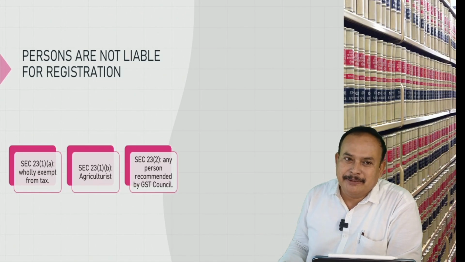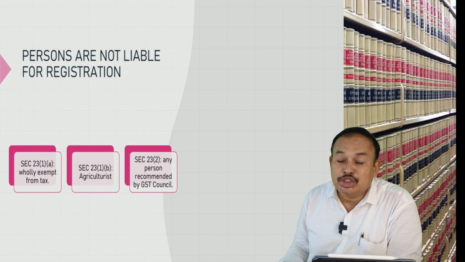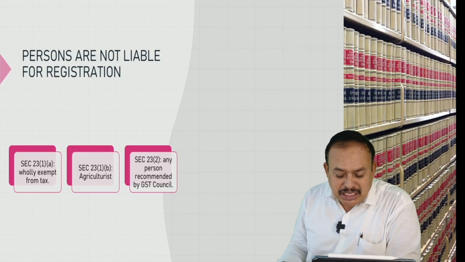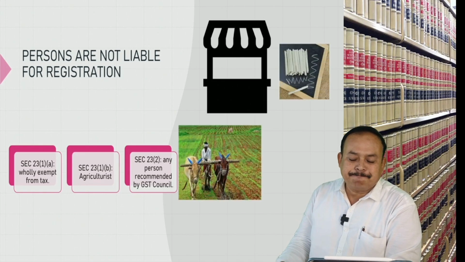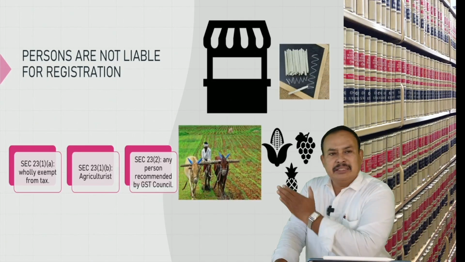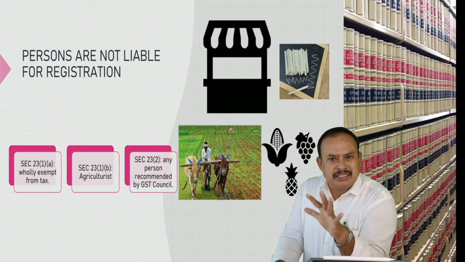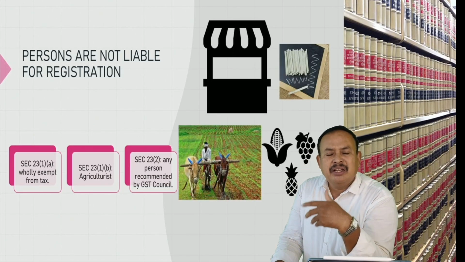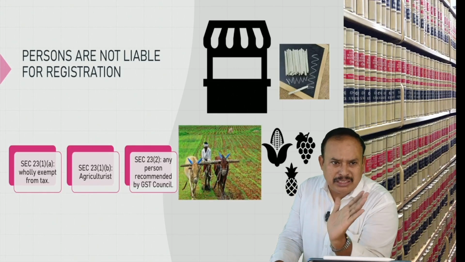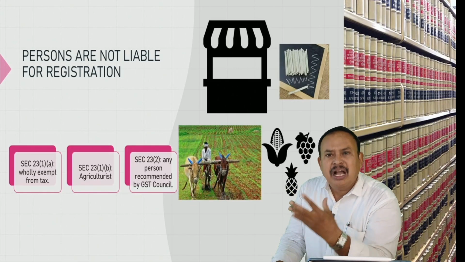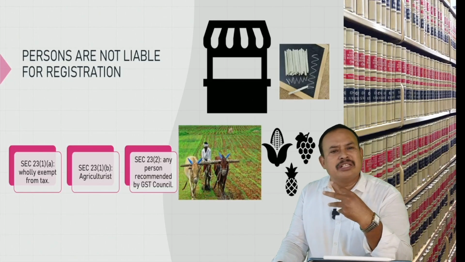Now please come back. Referring to section 24. Registration compulsory. What is there on the screen? I referred. What is this? Agriculturalist, no registration. For wholly exempt supply, no registration. Or any person recommended by the government, no registration. Is it clear?